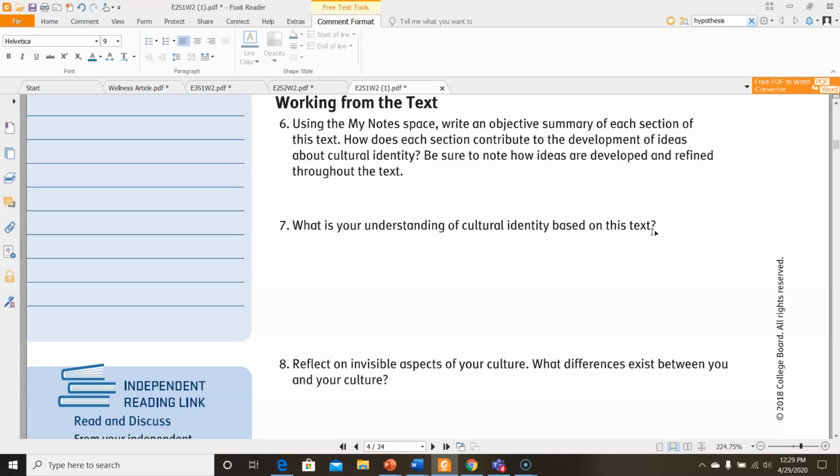Number 7 is, what is your understanding of cultural identity based on this text? So after you read this text, what do you believe cultural identity is basically what this is asking you.